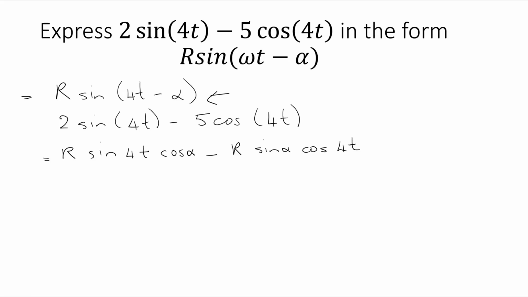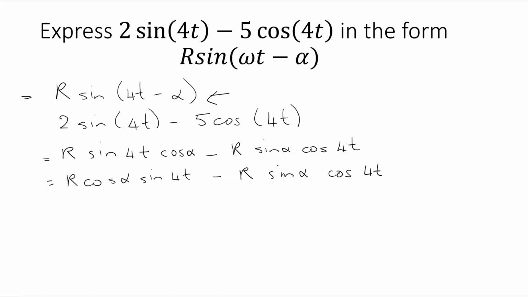And if we wanted to make it a little bit clearer, we could write it as R cos alpha sine 4t minus R sine alpha cos 4t. Now what we've got there, actually I think that made it worse. Never mind. What we've now got is that we can see the comparison.